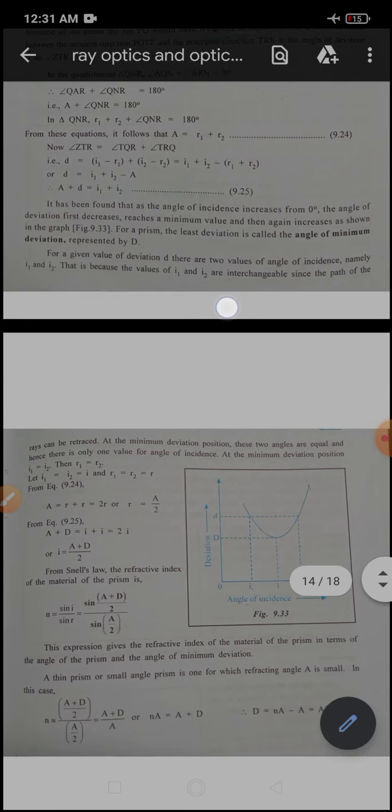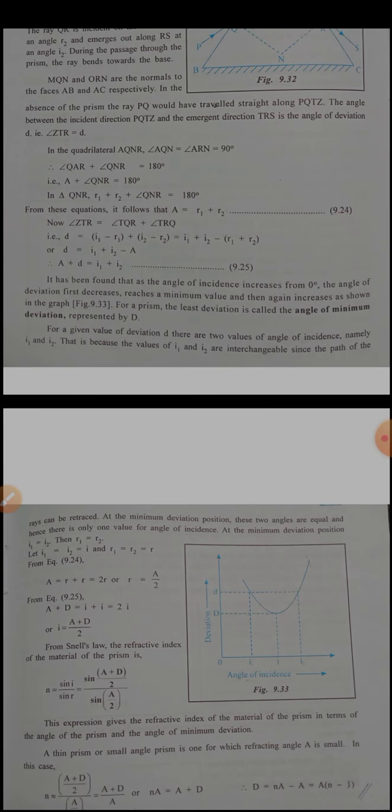Next, let I1 equal I2 equal I, and R1 equal R2 equal R. Then substitute these into equation A, that is A is equal to R1 plus R2. We get A is equal to 2R, that is R is equal to A by 2.